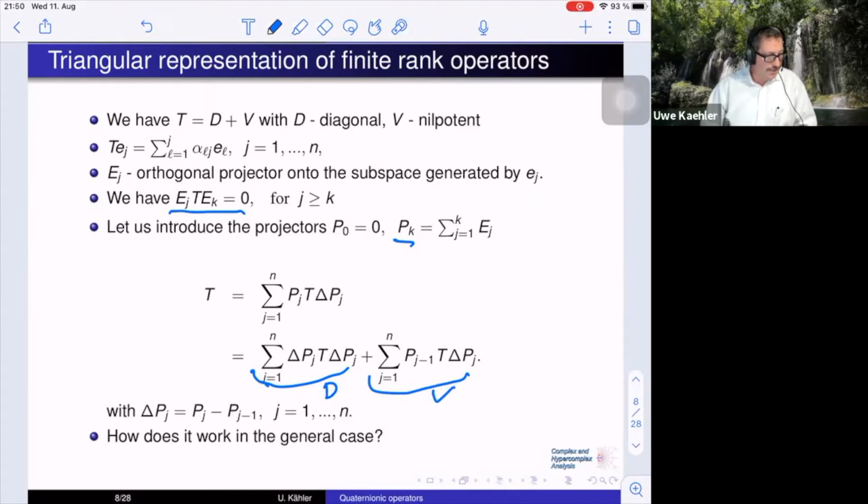In classic linear algebra, first-year semester, you would simply say that if V, in fact the nilpotent part, is 0, then the matrix is diagonalizable. So nothing particular on that. But we are here interested in the quaternionic case. This part basically goes through like that. But how does it work in the general case?